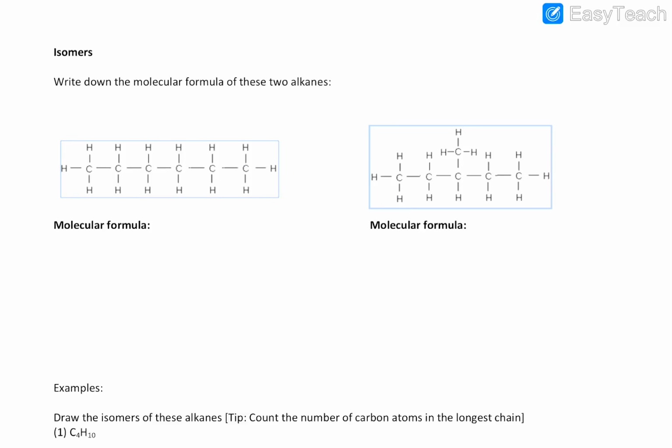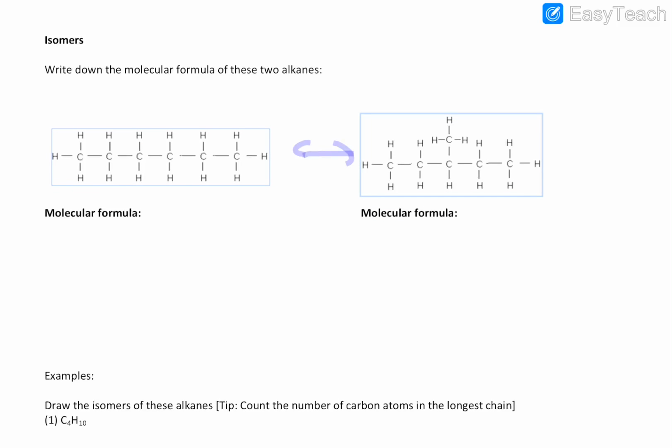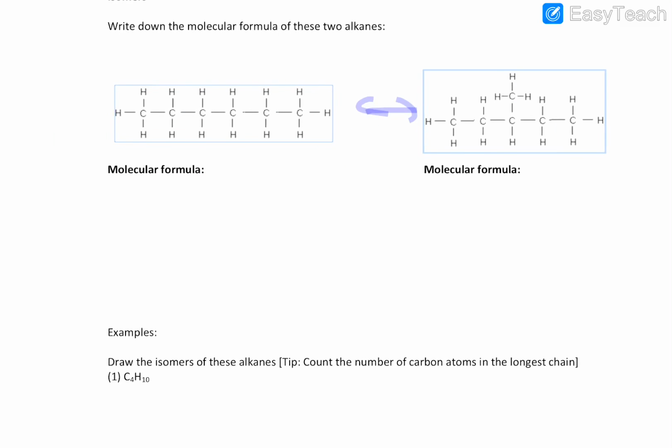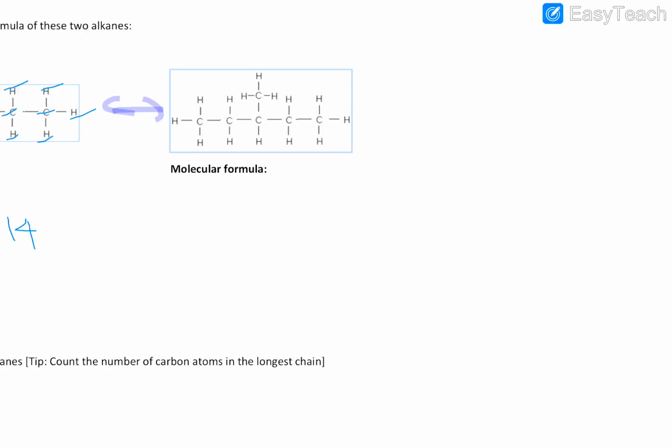Now, isomers. Let's see what are isomers. So these two, they are isomers of each other. Let's write the molecular formula. For the molecular formula, you just need to count how many atoms there are. So carbon: 1, 2, 3, 4, 5, 6 carbon. So C6. Hydrogen: 1, 2, 3, 4, 5, 6, 7, 8, 9, 10, 11, 12, 13, 14. 14 hydrogen.